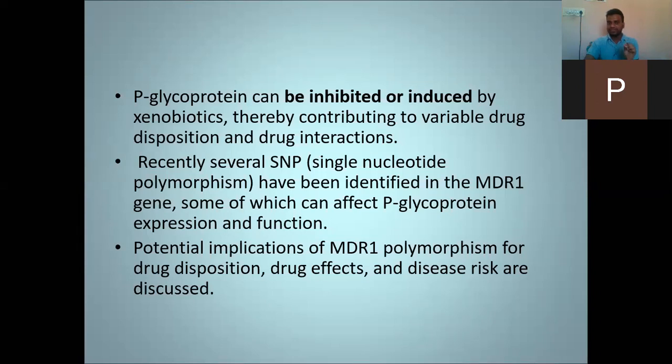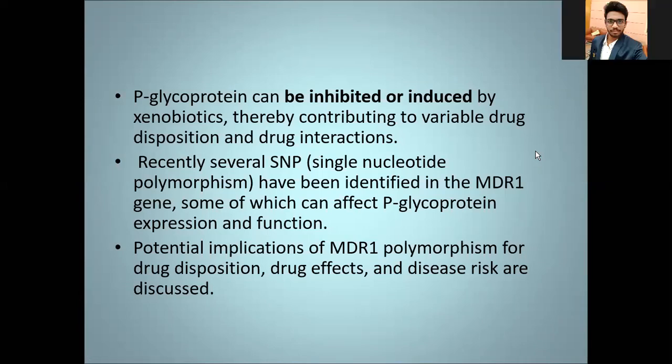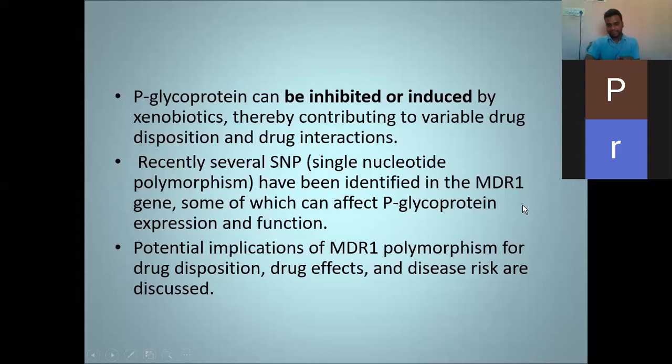The protein that is encoded by the gene MDR1, the name of that protein is? Anybody? MDR protein. That is P-glycoprotein. Okay, the other name of the MDR1 gene I'm also going to tell you in the coming slides. So you should know that the MDR1 gene encodes for P-glycoprotein, the function of this P-glycoprotein, and the relation of this function in terms of the interaction.